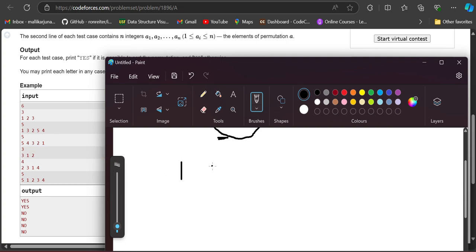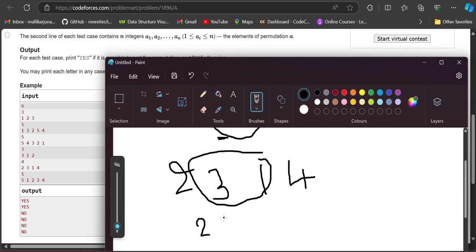Let's try to check this test case: 2, 3, 1, 4. Is 2 less than 3? Of course it is. And is 3 greater than 1? Of course it is. So we have to swap these two.